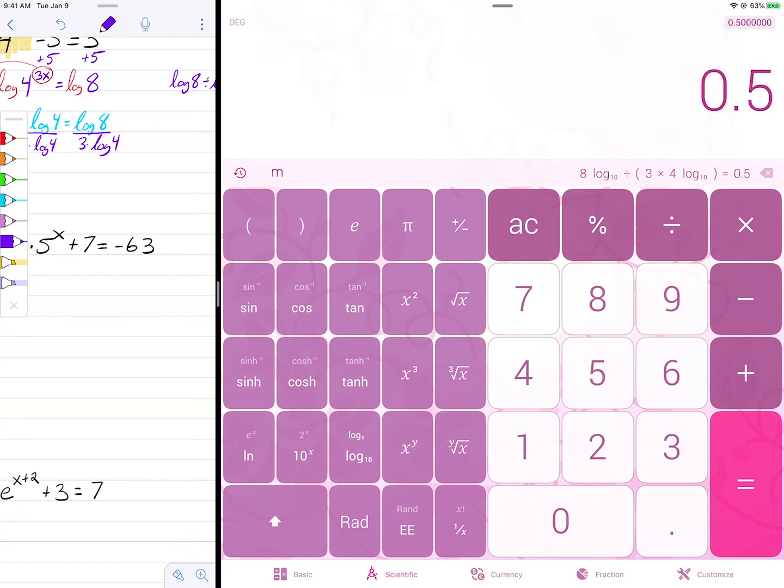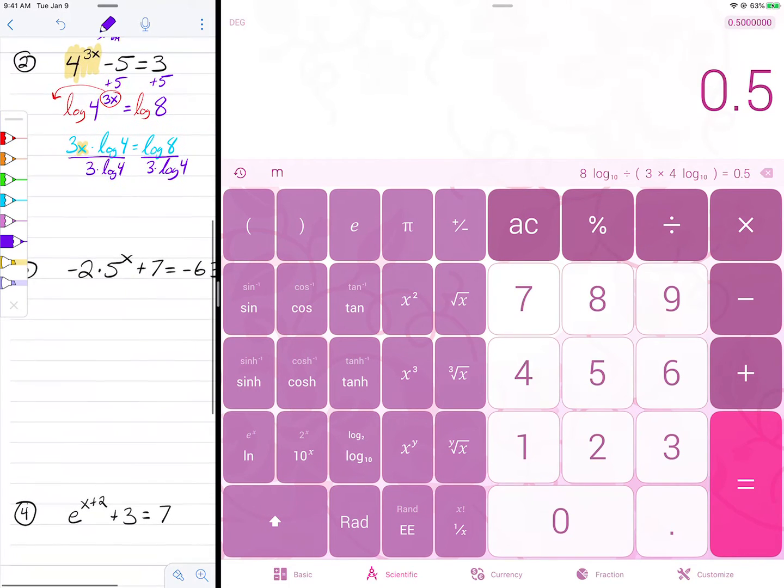and I get 0.5. Now let's see if it works the other way around. So I said x equals 0.5.